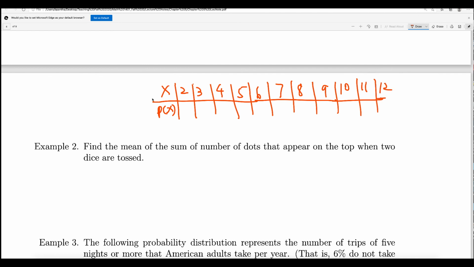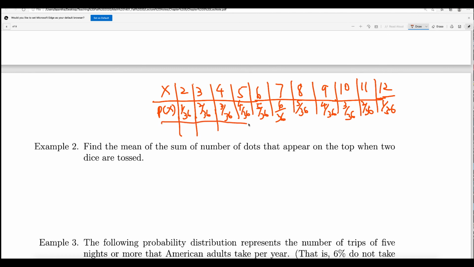These are the sums. X denotes the sum of the dots when you roll 2 dice, and the probabilities were 1 out of 36, 2 out of 36, 3 out of 36, 4 out of 36, 5 out of 36, 6 out of 36, and then it starts to decrease: 5 out of 36, 4 out of 36, 3 out of 36, 2 out of 36, and then 1 out of 36, right? So to find the mean, you need to find x times px as well.